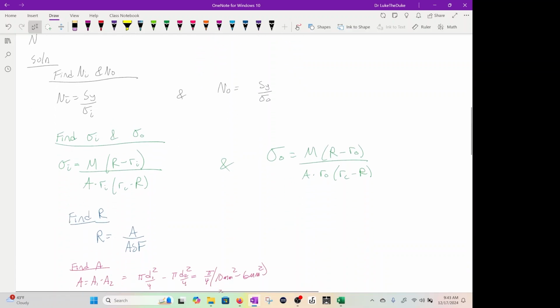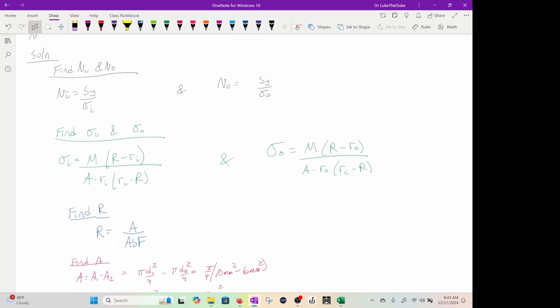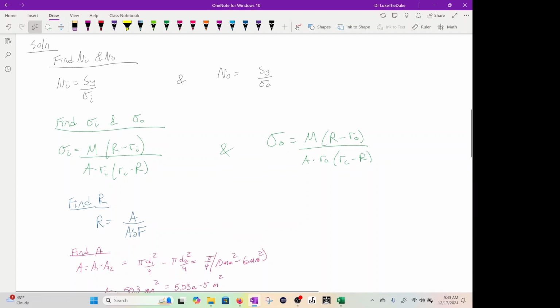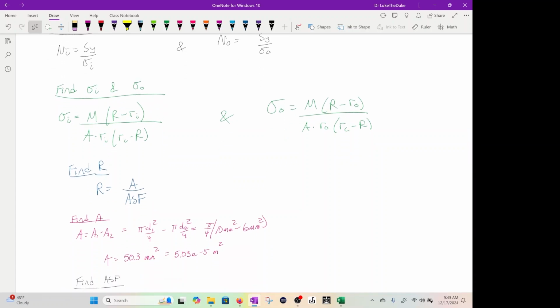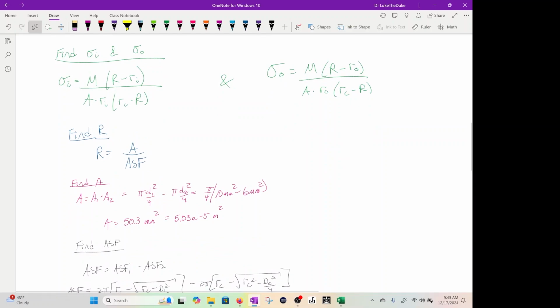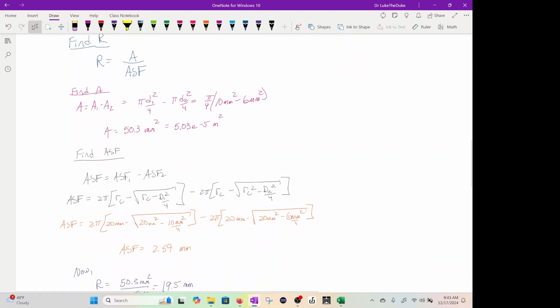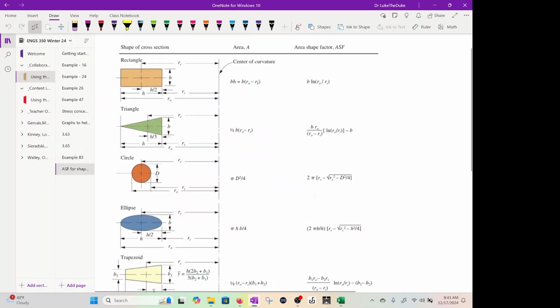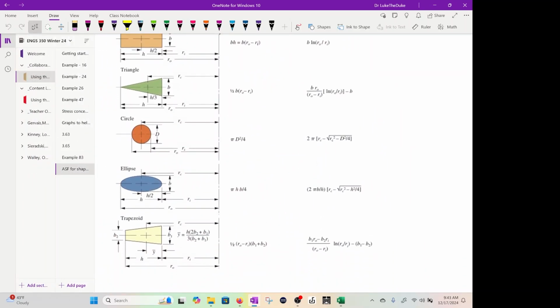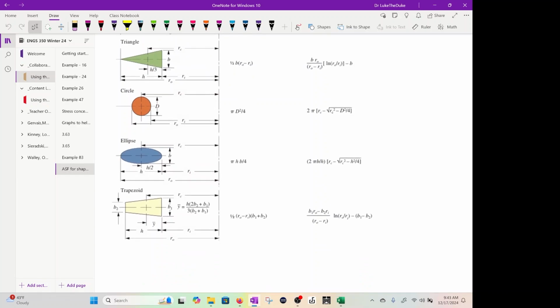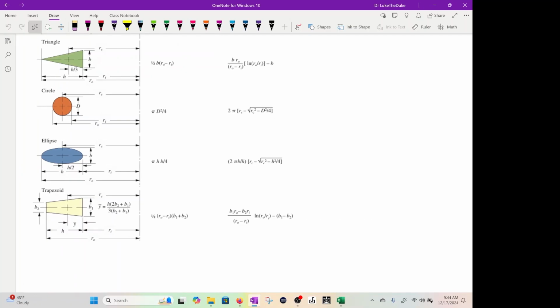What you need to do is find sigma I and sigma O. Here are the equations. In those equations, you need to find the R, which is the radius out to that neutral axis where the stresses flip. You have to find the area shape factor. The area shape factor equation, again, depends on the shape: a square, triangle, circle, ellipse, trapezoid, and there are more. Those are the area shape factors that you have.